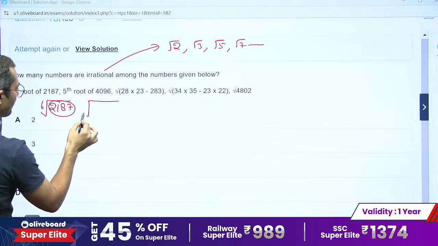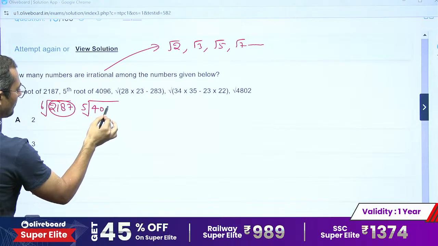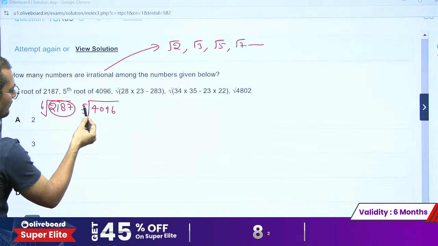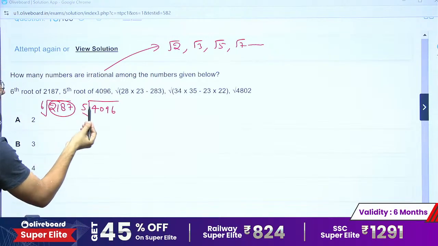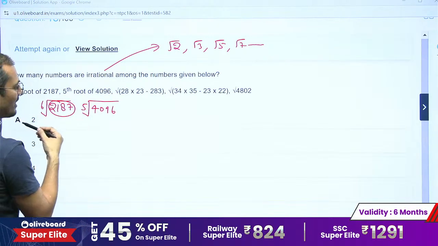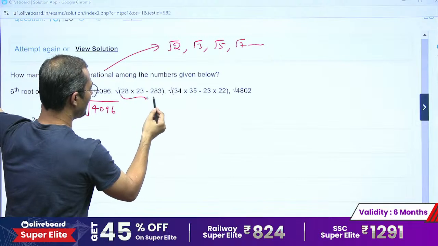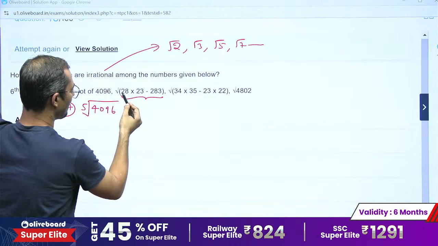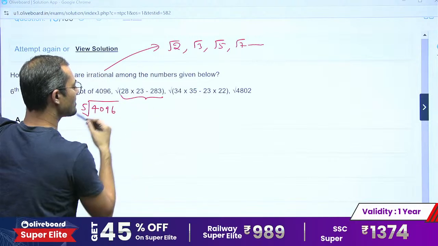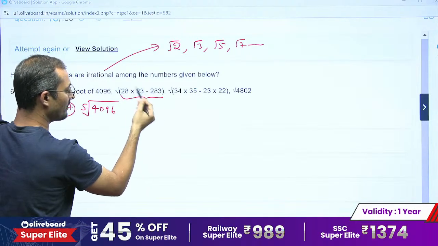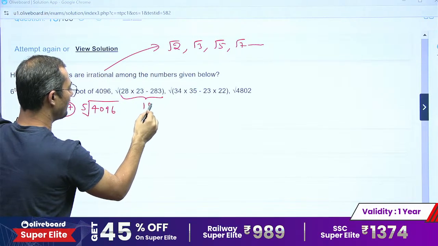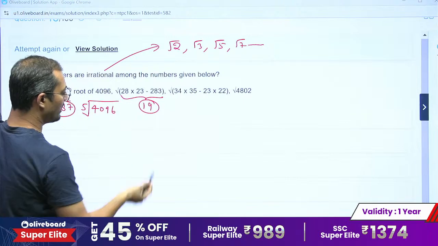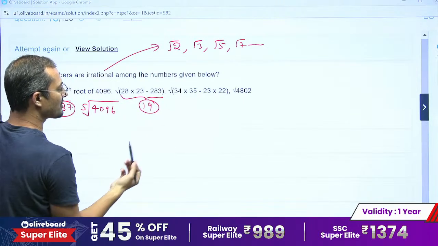The fifth root of 4096. This is the fourth root of something, right? But not the fifth root. So again this is irrational. Here we will get the complete root. 28 into 23 minus 283, so we will get 361, right? So here we will get 19. So 19 is a rational number, right?